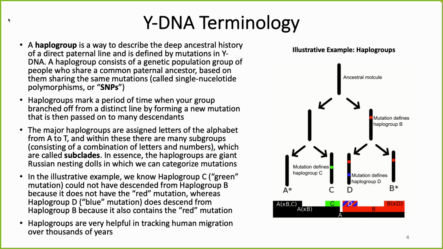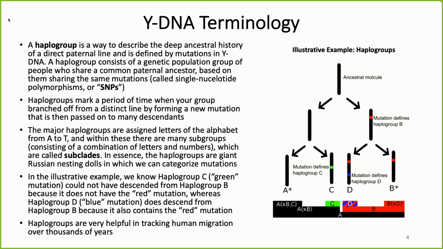So the first important term that we talk about with Y-DNA is called a haplogroup. A haplogroup is a genetic population, a group of people who we know all share a common paternal ancestor. So if you're all from the same haplogroup, you share a common paternal line ancestor. And how do we know that? Well, a haplogroup is characterized by sharing the same mutations.